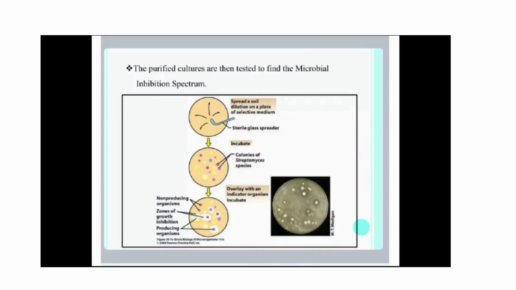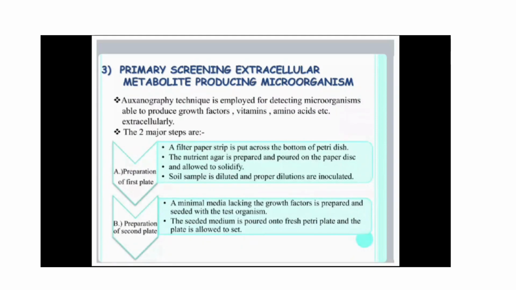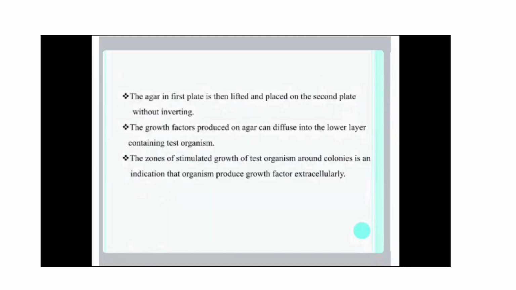The purified cultures are then tested to find the microbial inhibition spectrum, which includes first a spread of soil dilution on a plate of selective medium, then incubate, then overlay with the test organism and incubate. This gives the non-producing organism zone of growth, inhibition and producing microorganism. The third is the extracellular metabolite producing microorganisms. This is an auxotrophic technique, able to detect production of growth factors, vitamins and amino acids extracellularly. This includes two major steps, the preparation of the first plate and second plate. The first plate is lifted and placed on a second plate without inverting. The growth factor produced in the agar can diffuse into the lower layer containing the test organism.